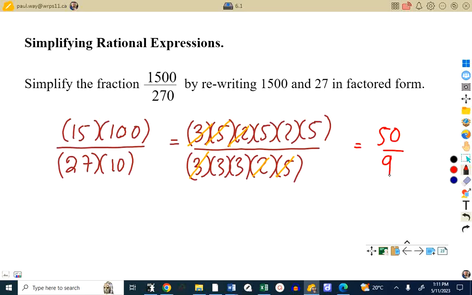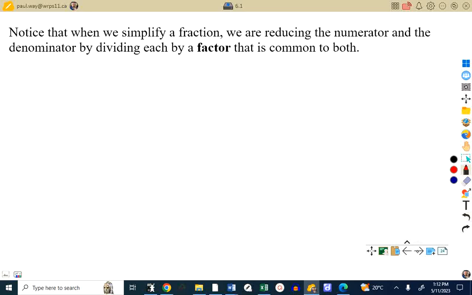Capiche? Just take your calculator, take 1500 divided by 270, and see if you get 50 over 9, which I want to say is 5.5 repeating. And you do. Listen, we're not going to be canceling numbers that way, but we have to learn that when you simplify a fraction, you're canceling factors that are common to the numerator and denominator. And now this is the main thrust of this lesson.